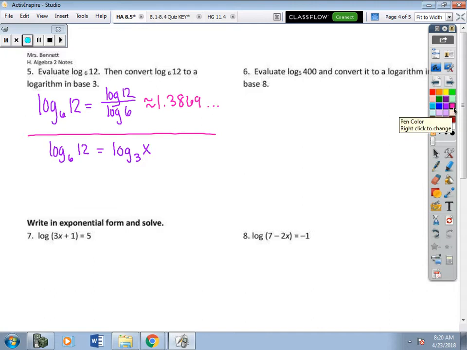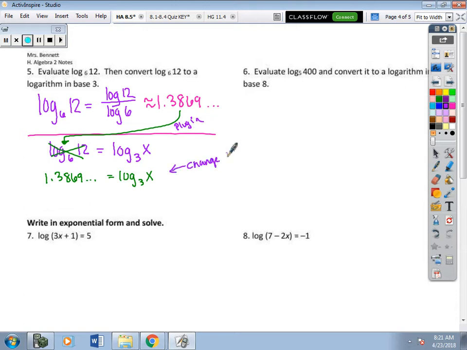So what we can do then is plug in the answer we found from the top part. We found out that log base 6 of 12 is this number. Okay, so we'll get rid of this and replace it with this value. And then remember, to solve logarithmic equations from our last quiz, we would change to exponential form. So let's plug in, and then we will change to exponential form.